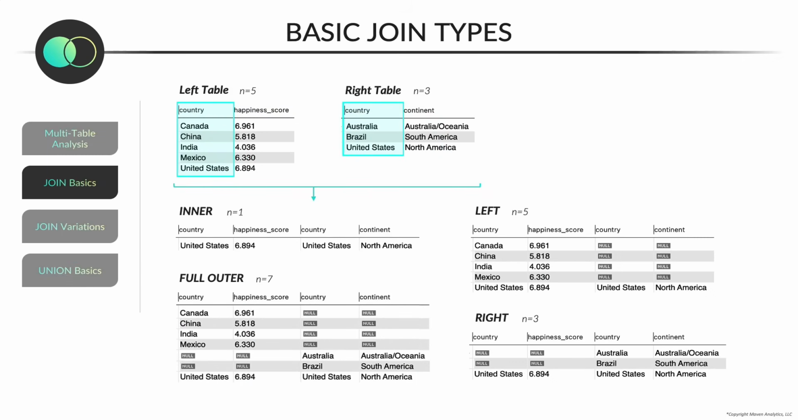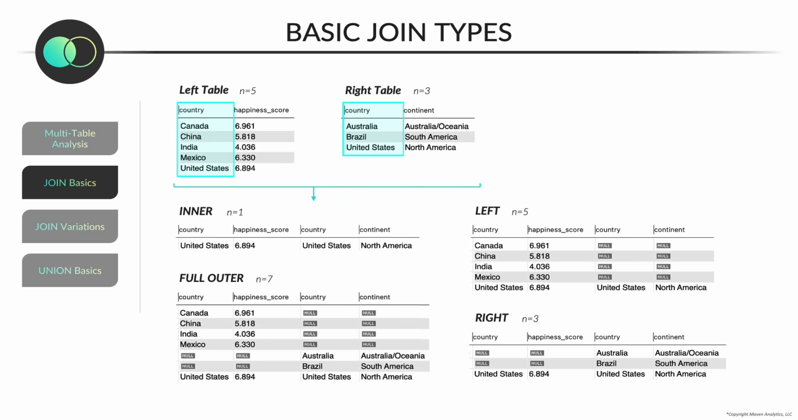Now with this, we're displaying all the data from both the left table and the right table. So in the left table, we had 5 countries, and in the right table, we have 3 countries. And you may be wondering why the result of this join table isn't 5 plus 3, or 8. And the answer is because it's first listing all the countries that exist only in the left table, then it's listing all the countries that exist only in the right table, then it's listing the country that exists in both tables.